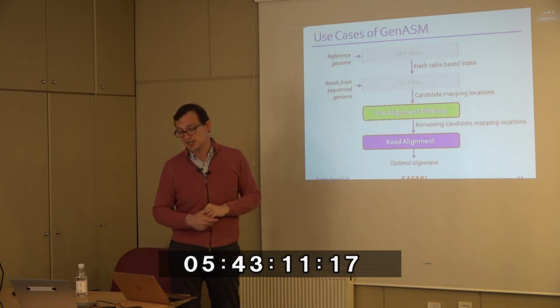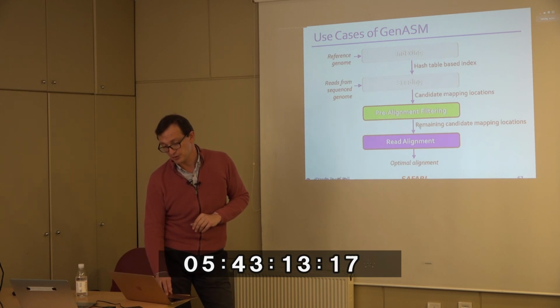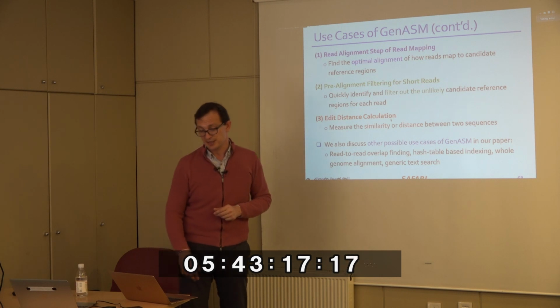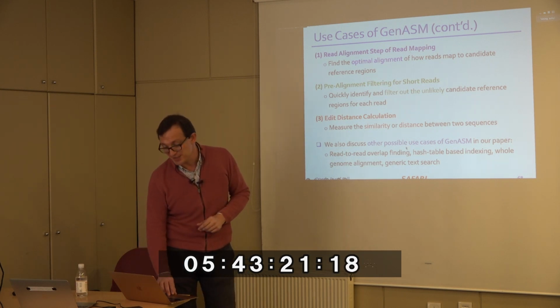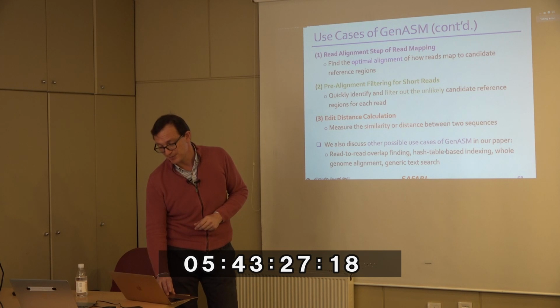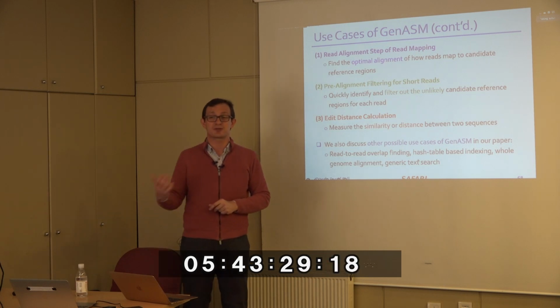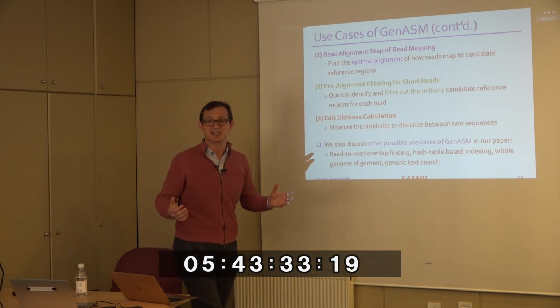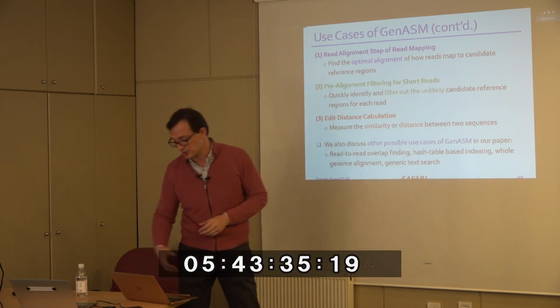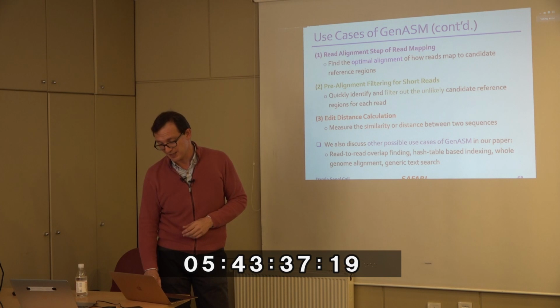So there are multiple use cases of GenASM. You can use it for pre-alignment filtering, read alignment, as well as edit distance calculation. Again, I will leave the details to Damla, but there are also other potential use cases that we have not investigated in that work: overlap finding between reads, hash table-based indexing, and even generic text search. Because approximate string matching is actually more general than genomics, it can be applied to text search, and there's more that can be sped up.